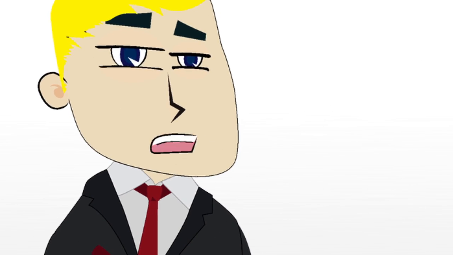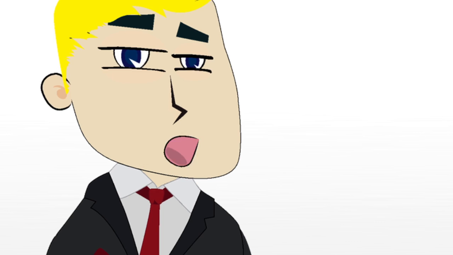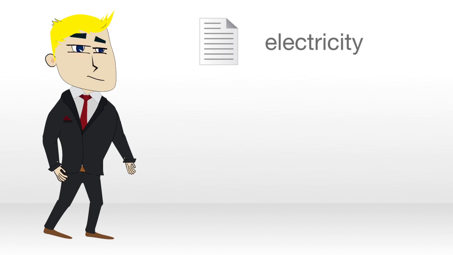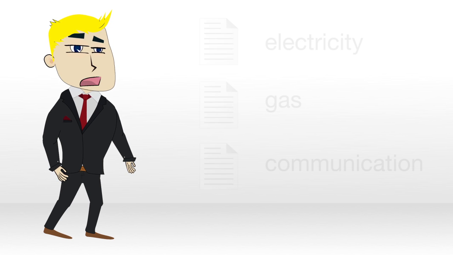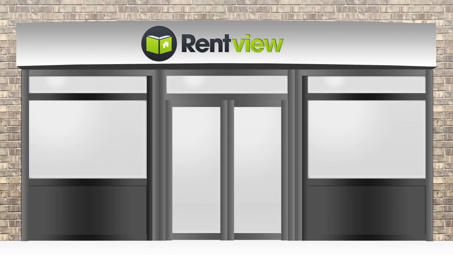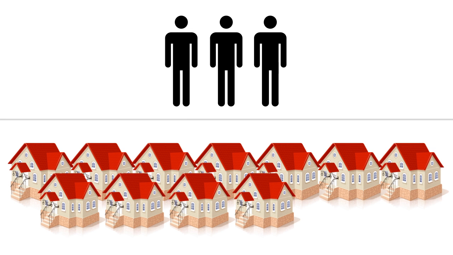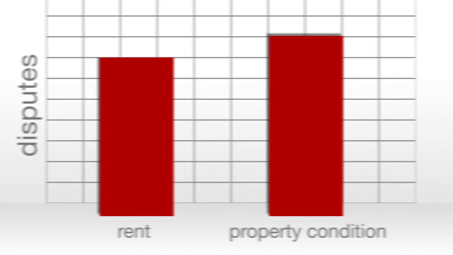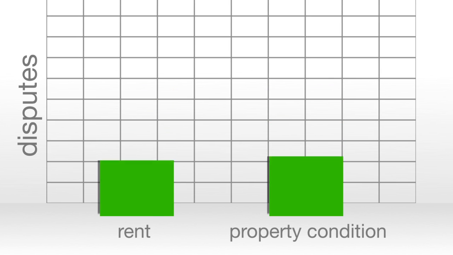The automation doesn't end there. You can automate the changeover of utilities such as electricity, gas, and communication accounts, so no more 20-minute calls to providers. By using RentView, your agency can increase its portfolio with the same staff, manage rental payments with ease, and minimize rent and property condition disputes.